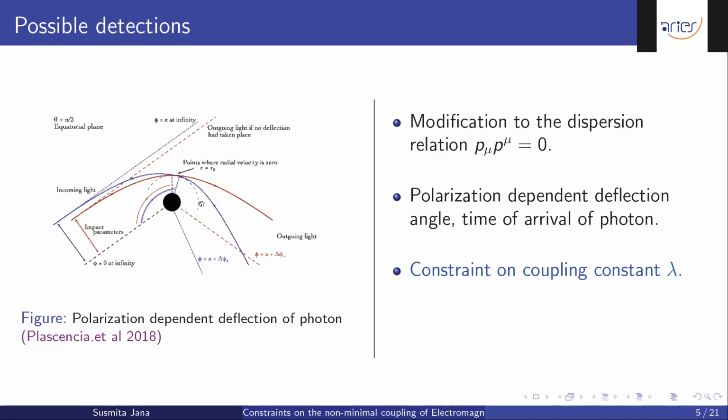First, we can derive the dispersion relation for the photon, which will be very different from the usual dispersion relation, p squared equal to 0. From that, we can calculate the polarization-dependent deflection angle, and even the time of arrival of the photons can be obtained. From that, we have calculated a constraint on the coupling constant that was present in the model that I mentioned before.